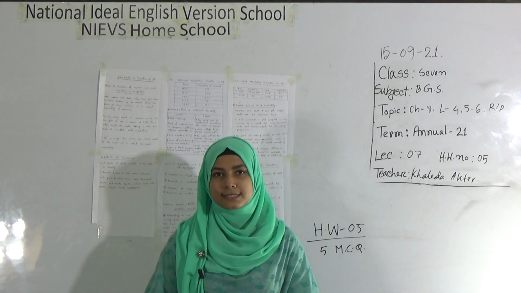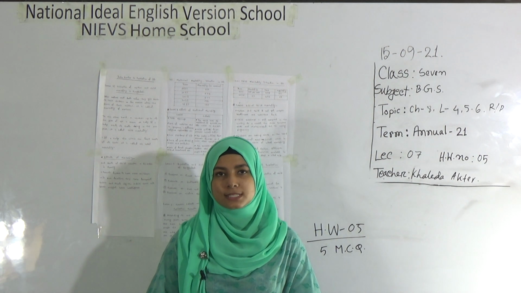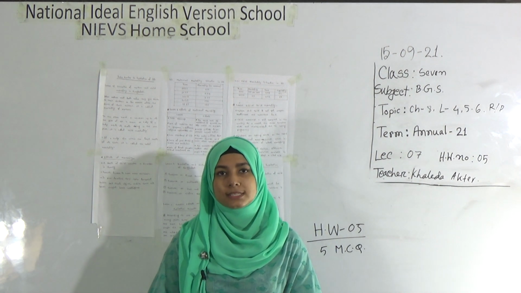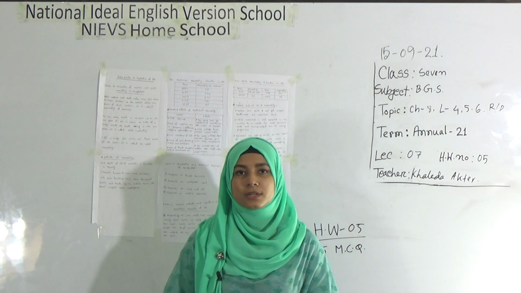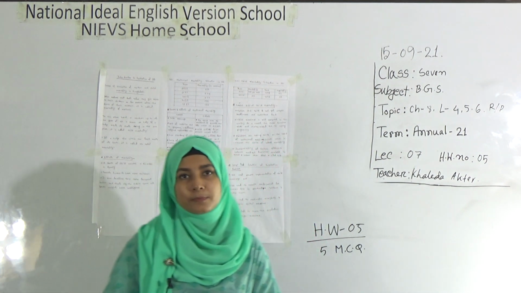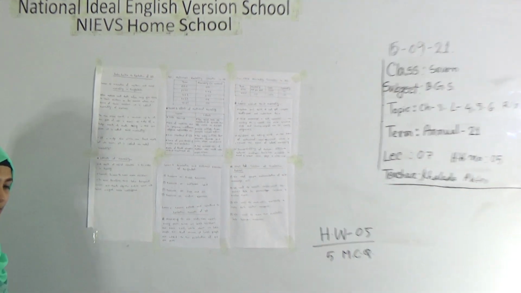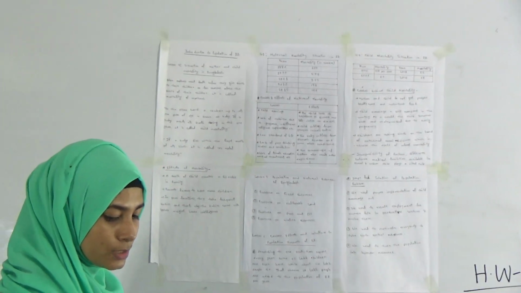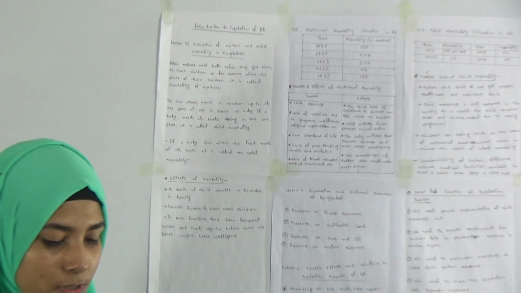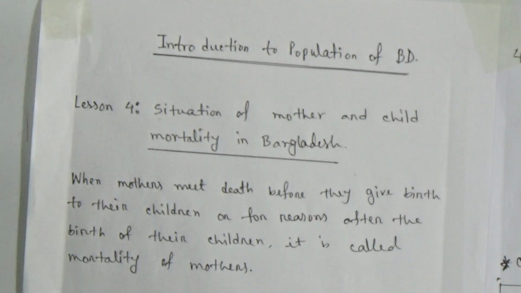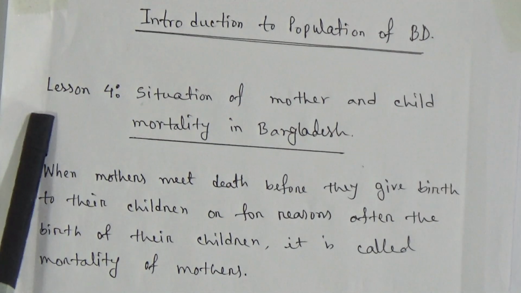So, my dear students of class 7, today I am going to take a Bangladesh and Global Studies class for you, and this is class number 7, and UDSW number will be 5. Today we are doing chapter 8, and from chapter 8 we are doing the reading done. Okay, so let's have a look on the board. We will be starting from lesson 4 today.